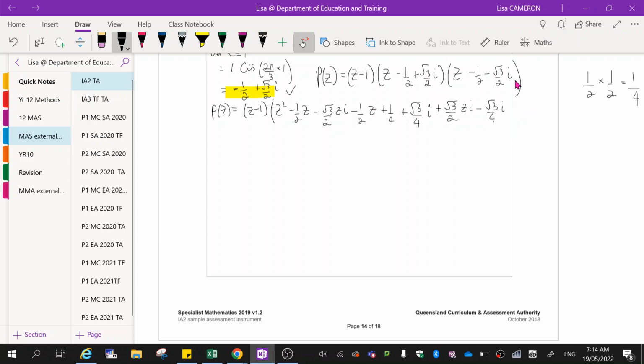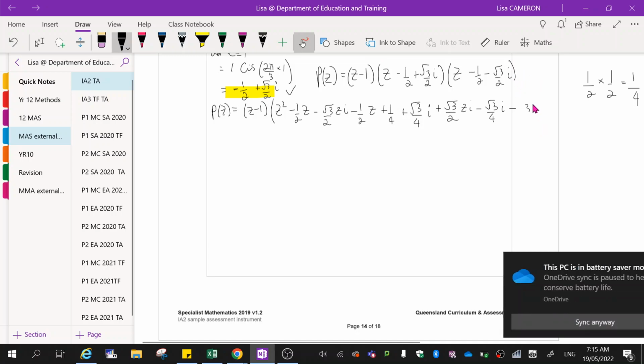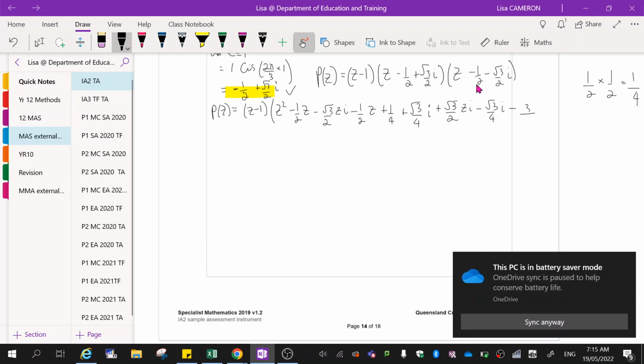And this one times that one. Now, when we do this final term, root 3 times root 3 will just make regular old 3, and 2 times 2 will make 4. I times I will make i squared, which we know is -1. So don't forget to do that, or that's where your mistake will be.